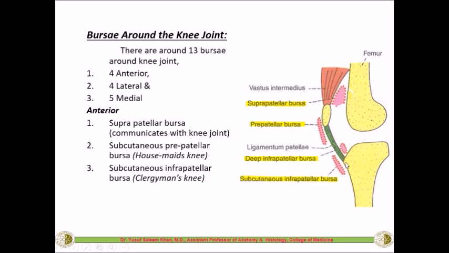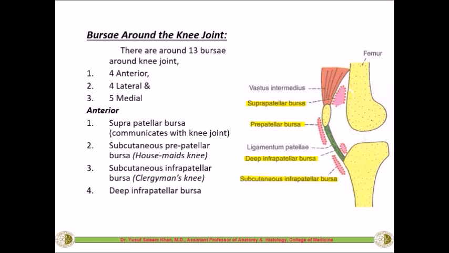Then there are some infrapatellar bursae. One is the subcutaneous bursa and the other is the deep bursa. So this is the subcutaneous infrapatellar bursa. Again, these are also prone to infection and inflammation, especially in case of clergymen. In churches, clergymen pray kneeling down on their knees, and this especially inflames the infrapatellar bursa. So that's why it is called the clergyman's knee, where the subcutaneous infrapatellar bursa will be inflamed.